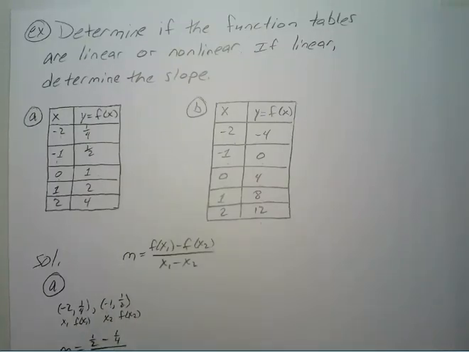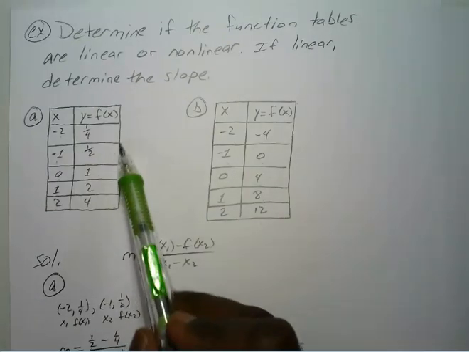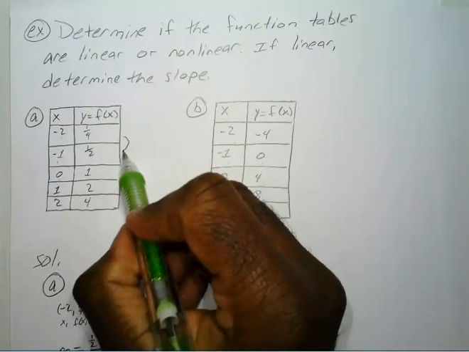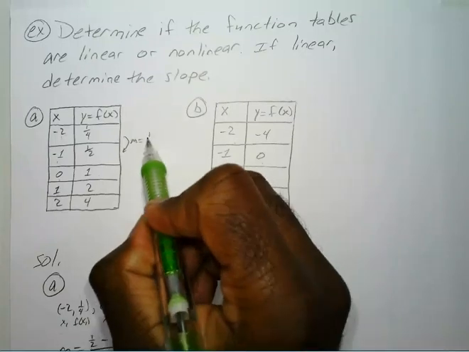all over -1 minus -2. Okay, so if we multiply this by 2 over 2, we have 2 over 4 minus 1 over 4 all over 1. So 2 minus 1 is just 1, so we have 1/4 over 1, or just 1/4. So between these 2 points, your slope is equal to 1/4.